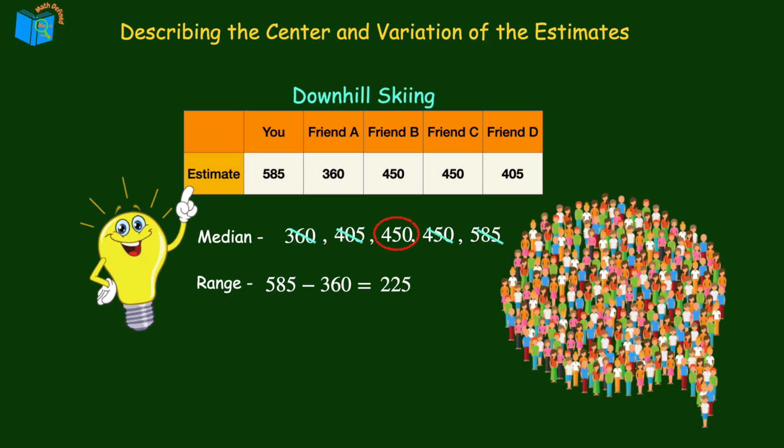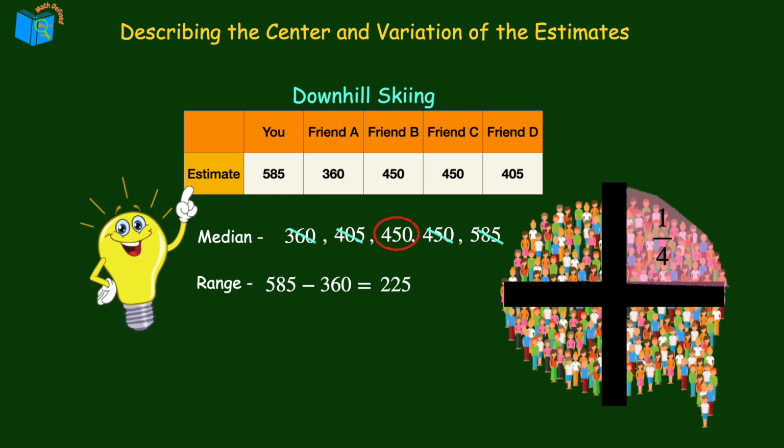So the range for choosing downhill skiing is 225 students, which is a fairly large range. Remember, we're estimating out of 900 students. A difference of 225 students means the estimates change by about 1/4 of the school, depending on the sample. These estimates are not very close together, so there is a lot of variability in these samples. This doesn't mean the samples are bad, it just means we should be careful and look at all the samples together instead of trusting just one estimate.